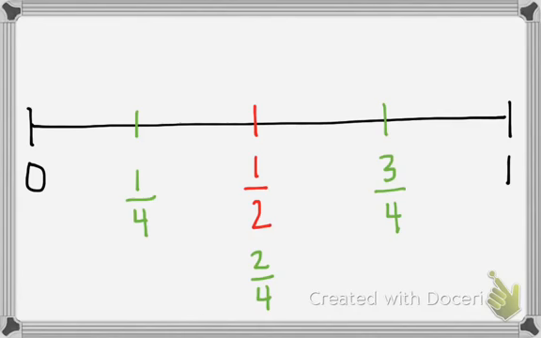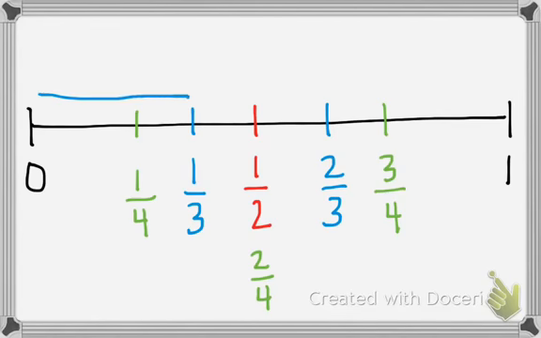All right, and then the last thing that we're going to do is we're going to be placing our thirds fractions. And our third goes here between 1/4 and 1/2. And 2/3 goes right here. Now I've divided up my number line into thirds. So there's 1/3, 2/3, and 3/3.